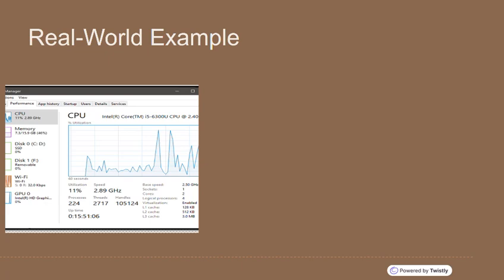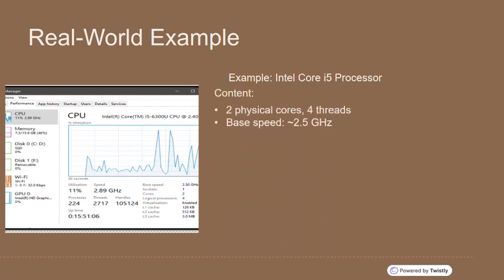Let me give you a real world example. My own laptop has an Intel Core i5 processor. The CPU has two physical cores but supports four threads. Using hyper threading, that means it can handle four tasks at the same time. Its base speed is around 2.5 gigahertz, which means it can perform billions of cycles every second.